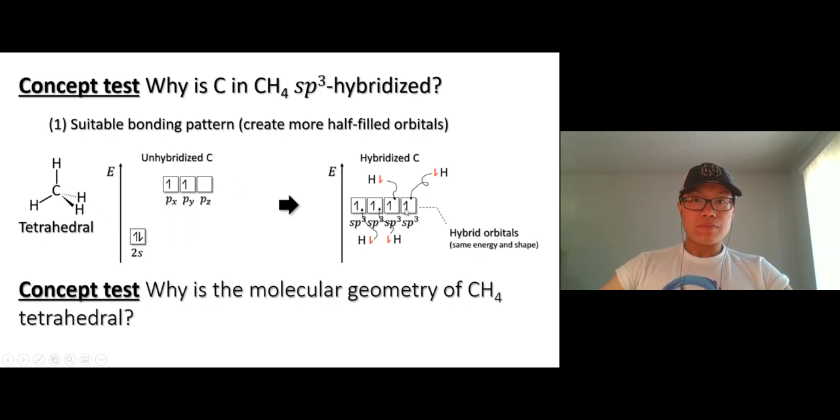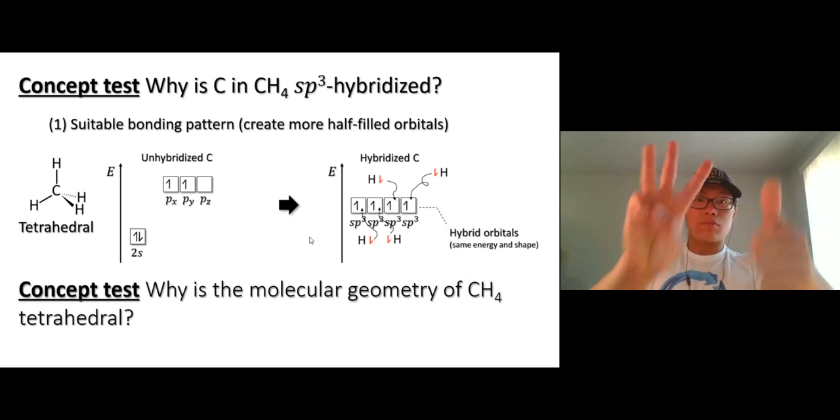Okay? And why is it sp3? Well, this guy needs 4 half-filled orbitals, one for each hydrogen. So you need to take 1, 2, 3, and 4, so 4 orbitals total. So the s is 1 orbital, and the 3 p's are 3 orbitals. Like that.